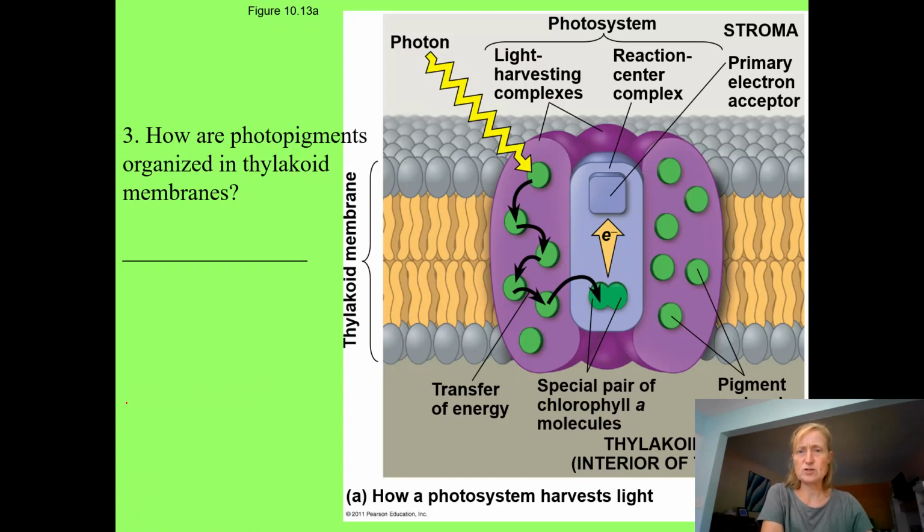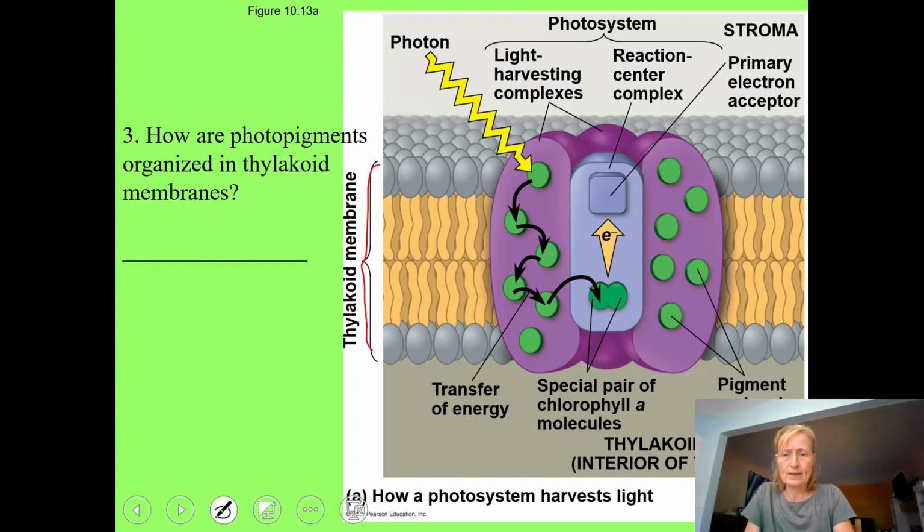So we just talked about these photopigments that are found in thylakoid membranes that do the job of absorbing light energy. Things like chlorophyll A, chlorophyll B, carotenoids. How are they organized? This is a picture that shows us a thylakoid membrane, and this would be the inside or the thylakoid space, and this is the outside or the stroma of a chloroplast. And then we're going to take a look at this big purple blob in the middle.